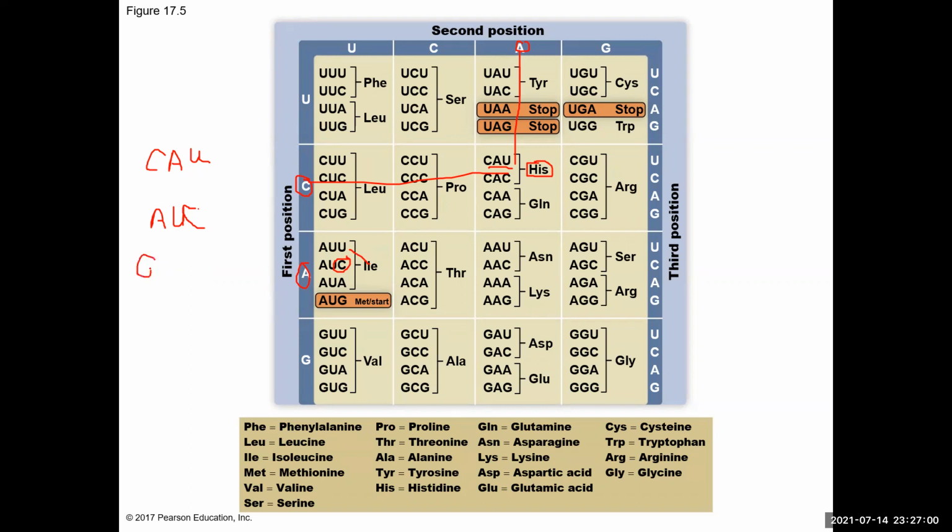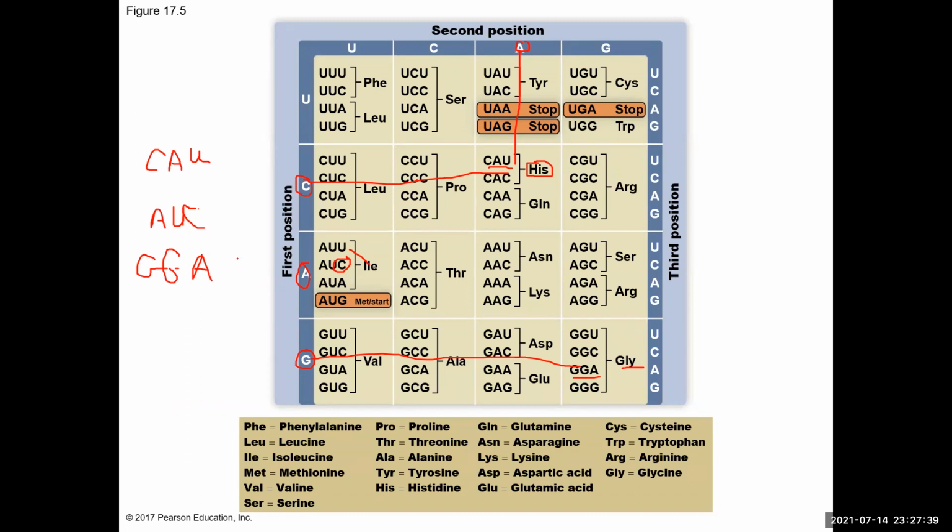So let's do one more. Let's do GGA. Okay. All right, so hopefully you found it. So we'll start with G, then we'll go over to the column for G, which is here, and then we'll look for GGA. And so all of the GGX codons, so GGU, GGC, GGA, and GGG, all of those code for glycine. Okay.